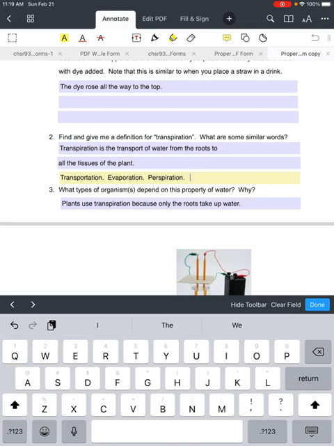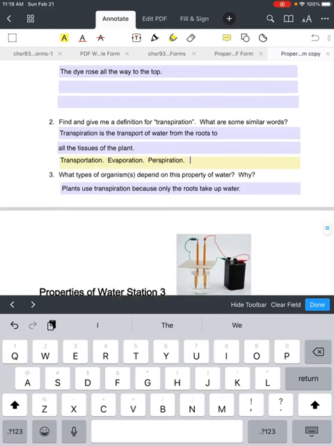And what types of organisms depend on this property of water? Plants, of course. They don't have a heart to pump fluids throughout the organism, but they do have a vascular system, xylem and phloem, as you'll learn in biology. And these xylem transport water from the roots up to the highest part of the plant and to all the parts of the plant. Because there's no water up there in the air, they have to use this process of transpiration because the only place water enters the plant is in the roots in the ground.